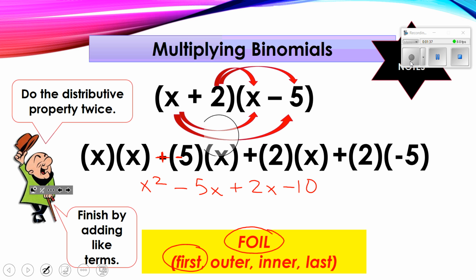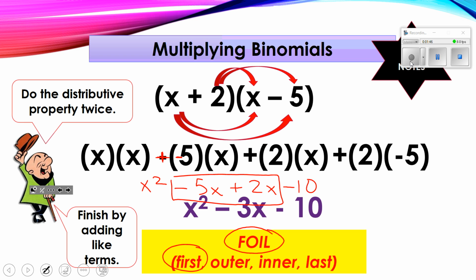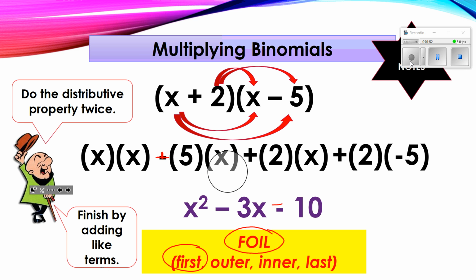If you'll notice here in the center, you have something that we refer to as like terms. When we have like terms, we have to simplify that by combining them. So when we do, the negative 5x and the plus 2x becomes a negative 3x. And when we multiply the two binomials, it became a quadratic trinomial, x squared minus 3x minus 10.